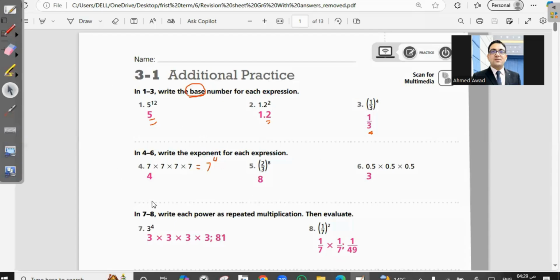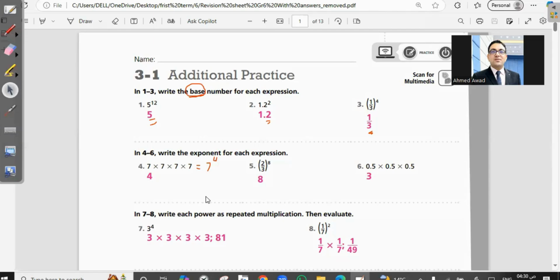Now, in 7 till 8, write each power as repeated multiplication. 3 to exponent 4. So this means, guys, 3 repeated 4 times. 3 multiply 3 multiply 3 multiply 3. So it's going to be 81, because 3 times 3 is 9, and 3 times 3 is 9. So 9 times 9 is going to be 81.